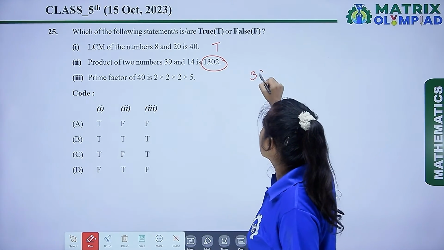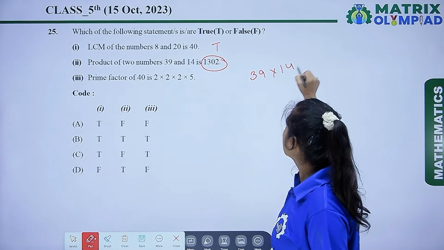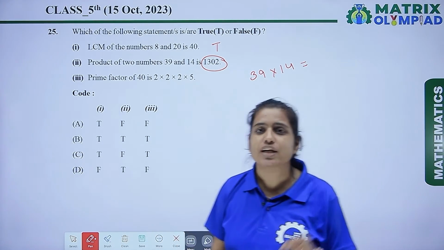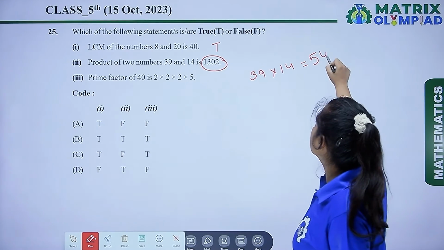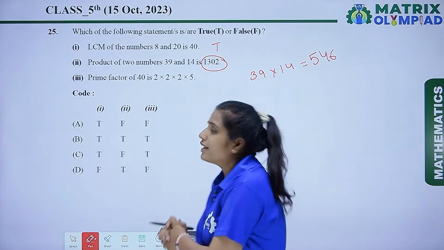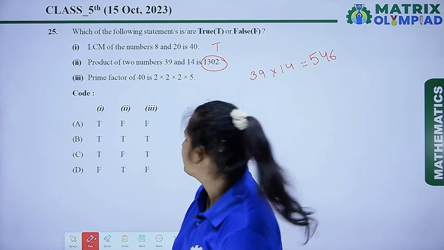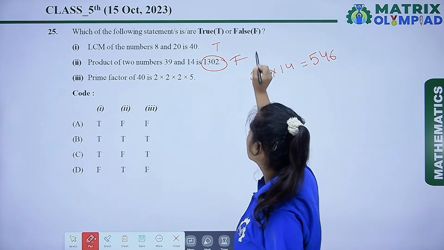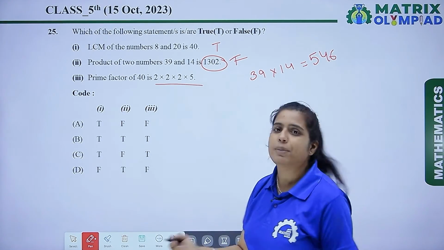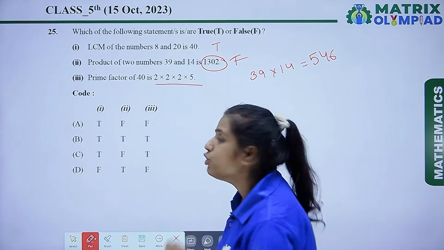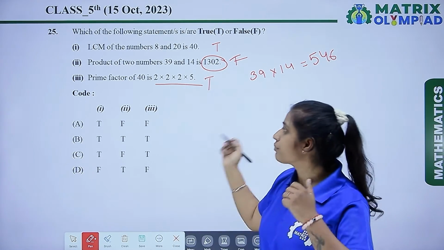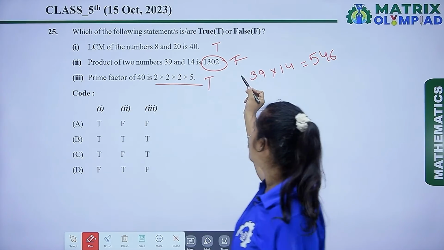कैसे करेंगे? You can multiply it by 14. So after the multiplication, what you will get? You will get 546. So here the product of 39 and 14 will be 546. So this statement is false. Next है prime factor of 40 is. Prime factors 40 के आपके पास हैं 2 multiply by 2 multiply by 2 multiply by 5 and this is absolutely correct. So here the sequence will be true false true.